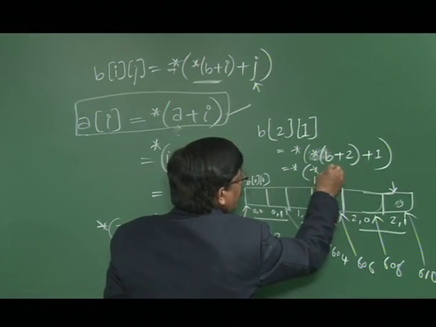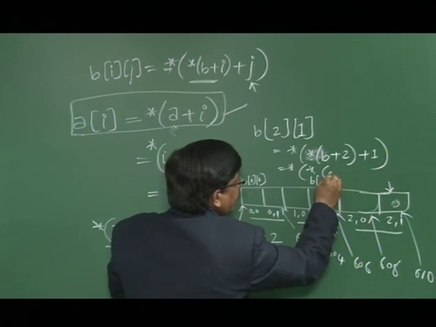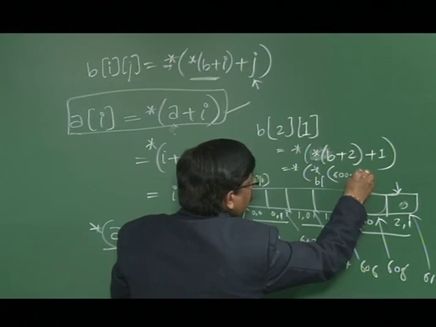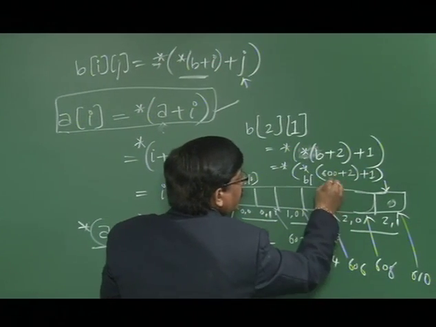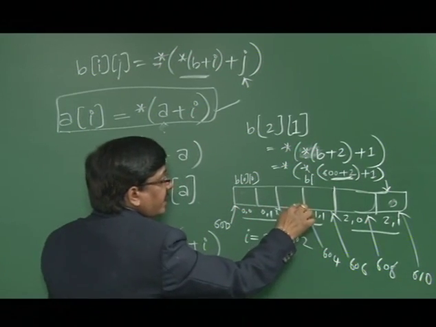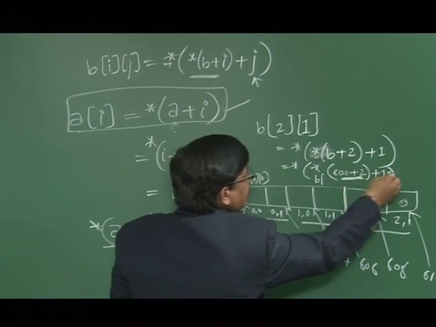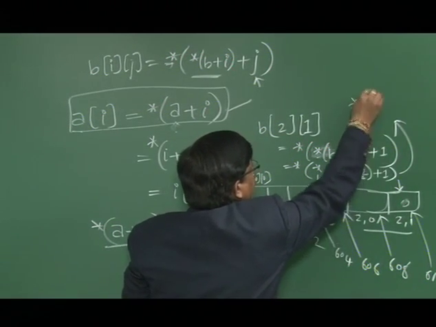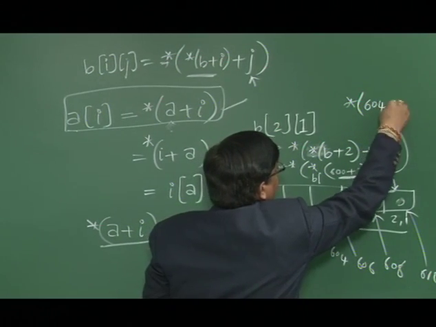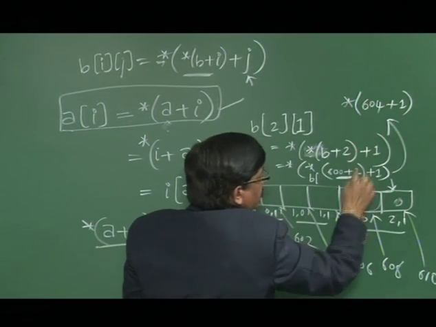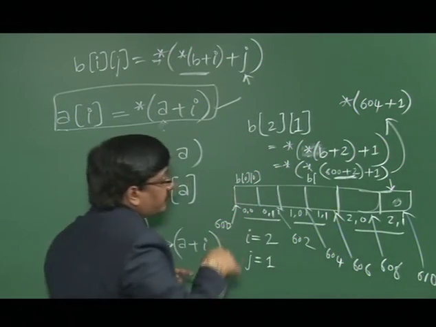Star of B plus 2. B value is what here? The base address is 600 plus 2 plus 1. What exactly is the meaning of 600 plus 2? It is integer data that I am considering here. So each element will get 2 bytes of memory area. 2 into 2 is 4. So this is the same as value at address 604 plus 1. And again, 4 will be added to this, and plus 1.